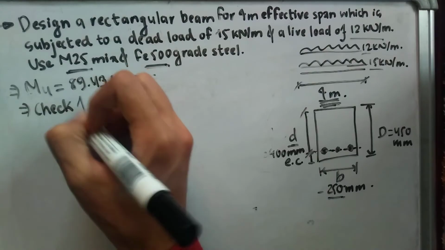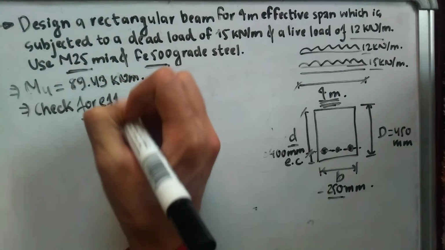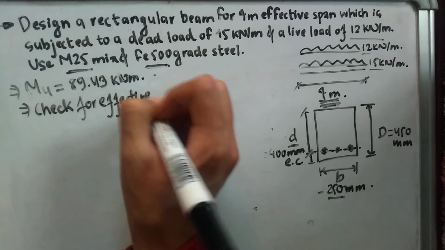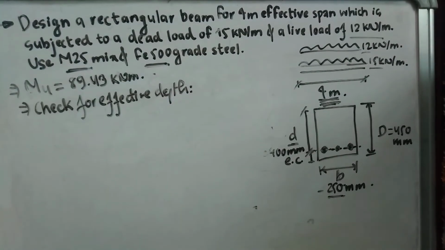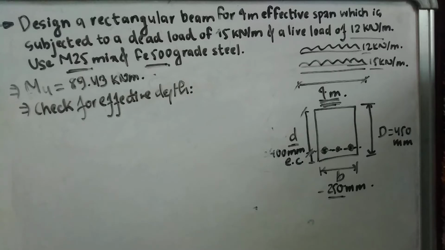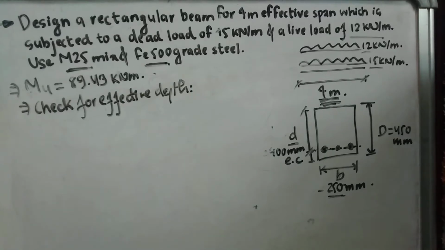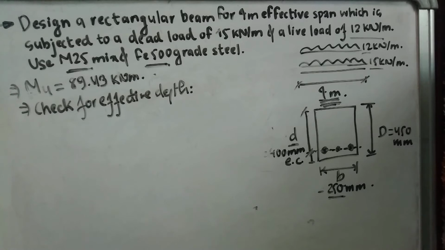So now we are going to check the effective depth. We are checking it because we need to find whether our beam is under reinforced, over reinforced, or in a balanced section. If it is over reinforced, we need to design our beam one more time, because we never design a beam for an over reinforced section. If the beam is under reinforced or over reinforced, we have two different formulas to calculate the area of steel. So first we need to check whether our beam is under reinforced or over reinforced.